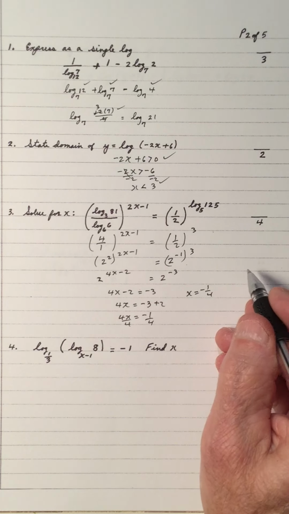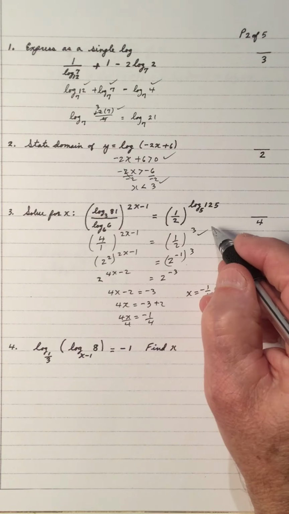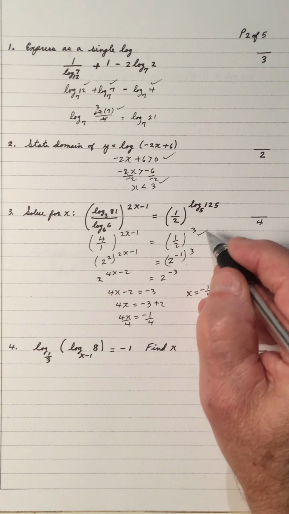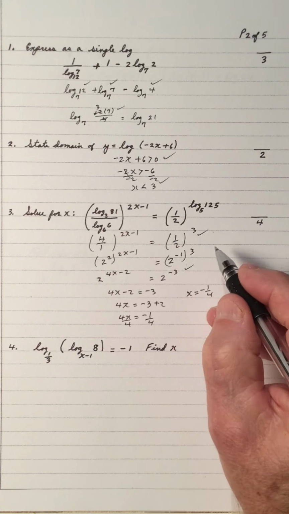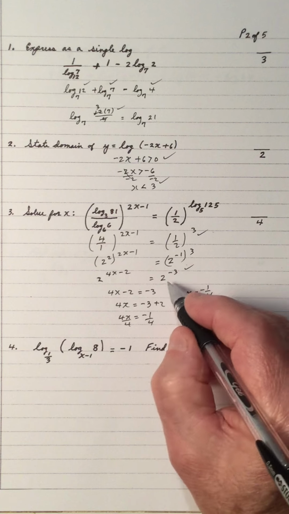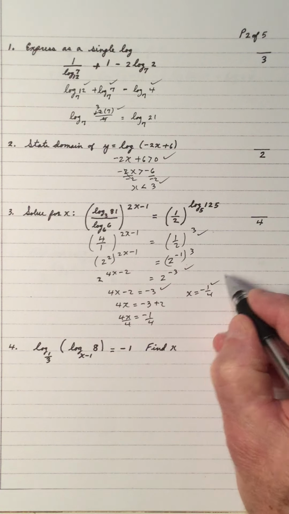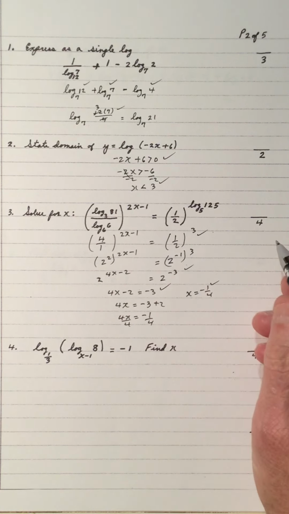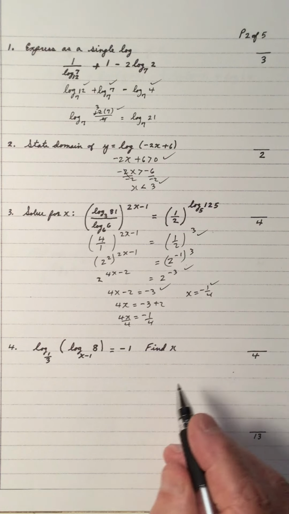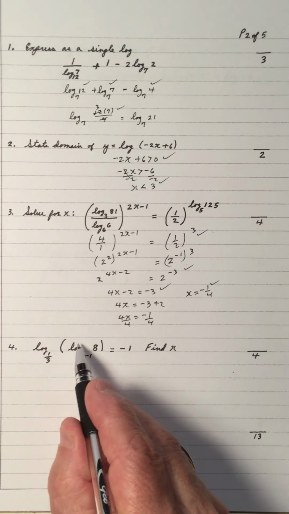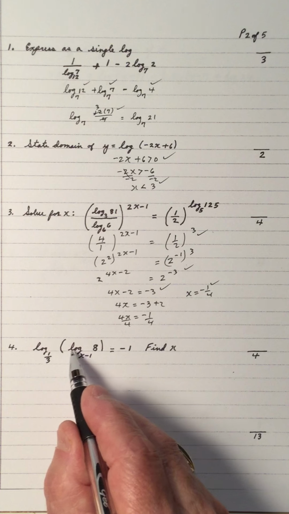And there are 4 marks. If you have this step, you get a mark. If you have this one, you get a mark. If you let them equal, you get a mark, and you get the answer. 4 marks altogether.